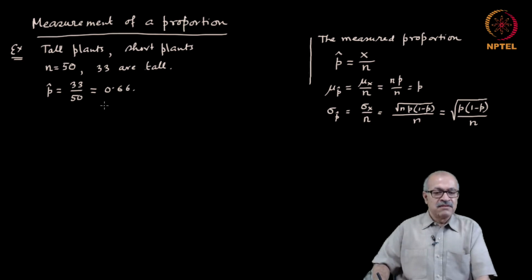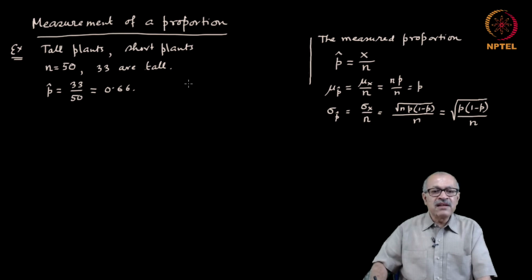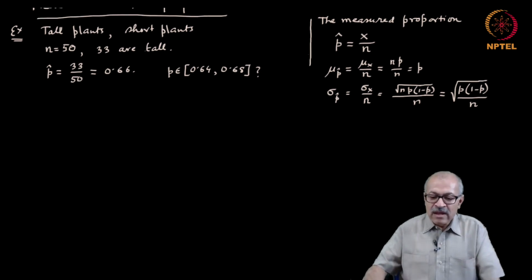The question is, can you state that the actual proportion out there lies in the range 0.64 to 0.68? Can you say? So, actual P lies in this range. This is the problem. Okay? So, how do we attack this problem?